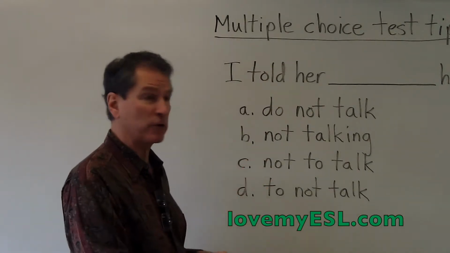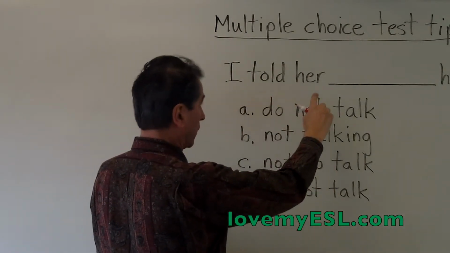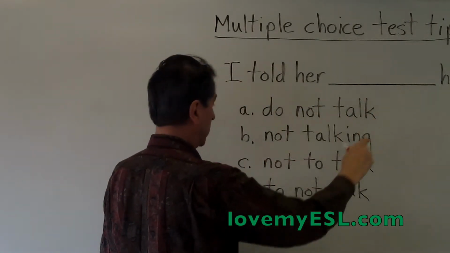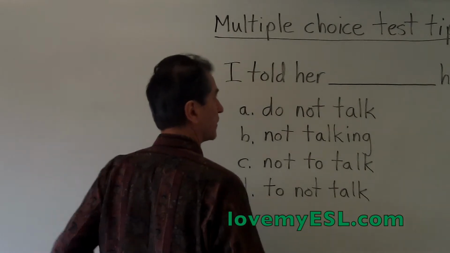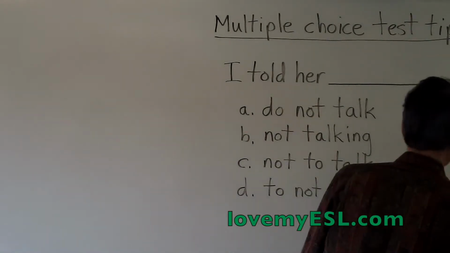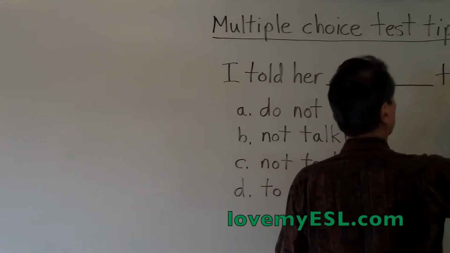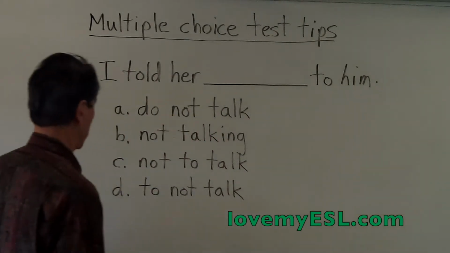Well, let's identify which one is different from the others. First of all, I told her do not talk to him. I told her not talking him. I told her not to talk to him. Oops, I think I made a mistake here. I'm going to go back and correct that because that should be to him, T-O. Now it's correct. To him. Okay, because I didn't have the "to" in my answer here.